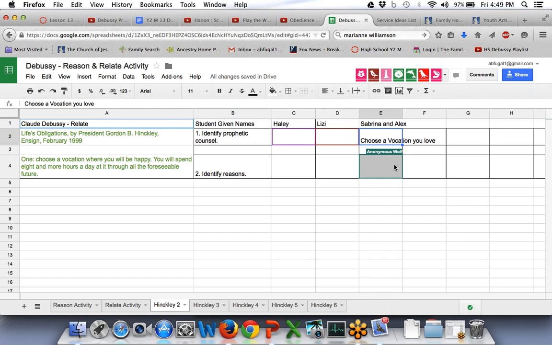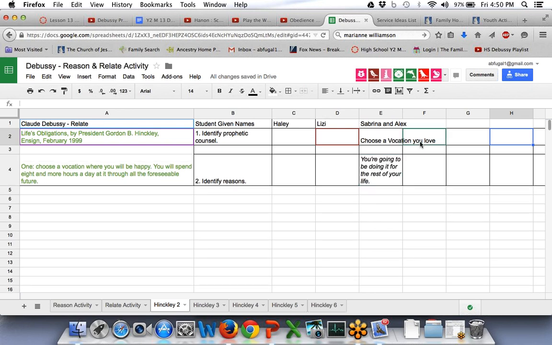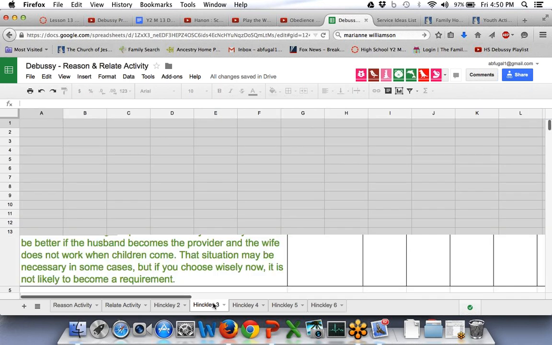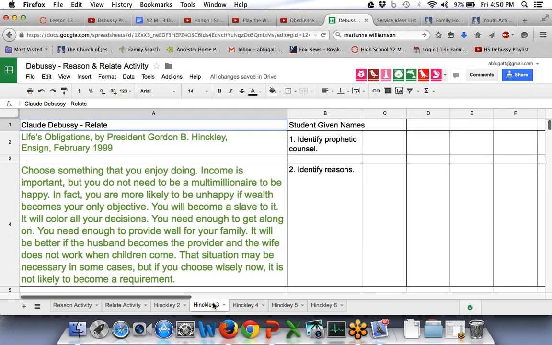He asks us to choose a vocation. And what does it say there? Choose a vocation you love. Now, could we change that, Sabrina and Alex, to say happy? Choose a vocation where you will be happy, because you're going to be doing it for the rest of your life. That is right. Very good.